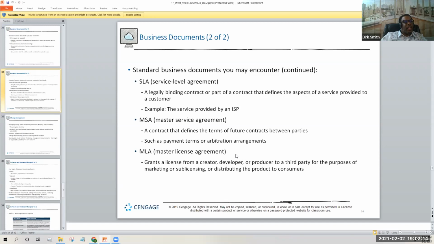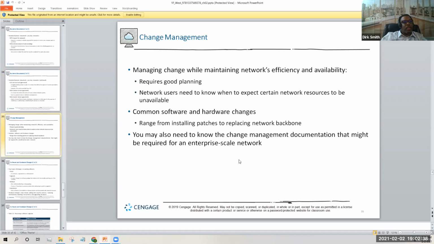And then you've got the SLA, Service Level Agreement. This is a legally binding contract between the two parties about what they're going to do. And then you've got the Master Service Agreement, which is the contract that defines the terms and features between the parties. So you have all these different ways of doing business with other companies, and it protects your company and the company you're doing business with.